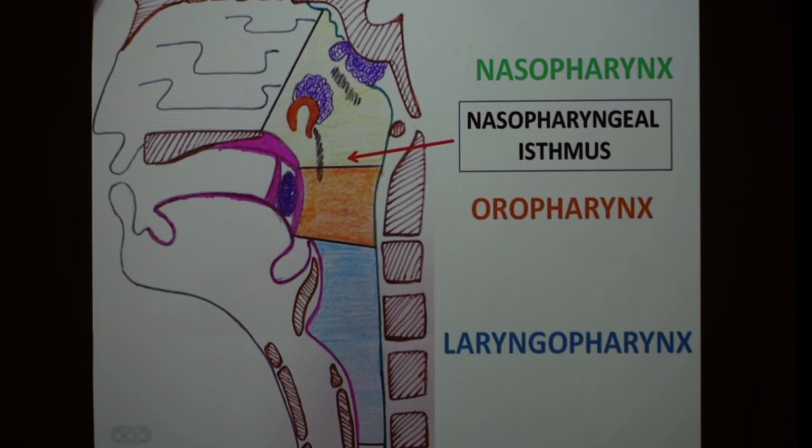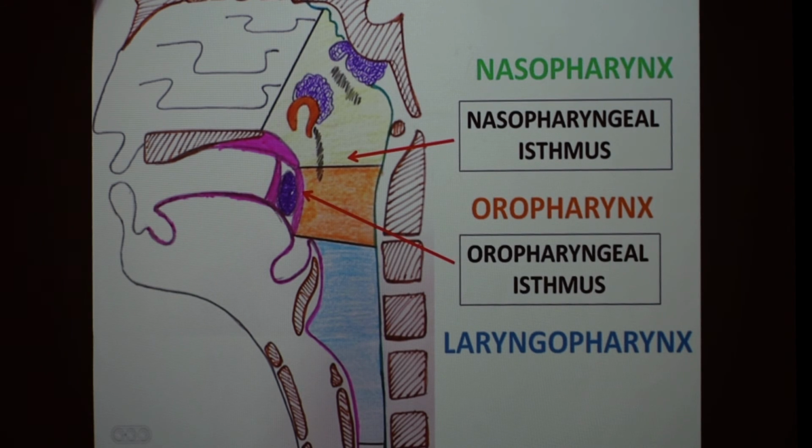And if we see the isthmuses, the junction point of the nasopharynx with the oropharynx, lying between the free margin of the soft palate and the part of the first and second cervical vertebra, is called the nasopharyngeal isthmus. This part is very important because it is closed by the muscles of the pharynx as well as the soft palate when we swallow our food. How it is closed will be taken in the lecture on the pharyngeal wall.